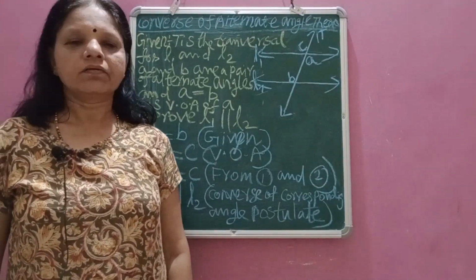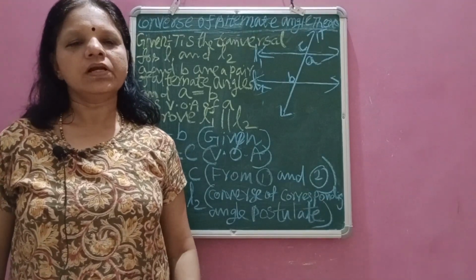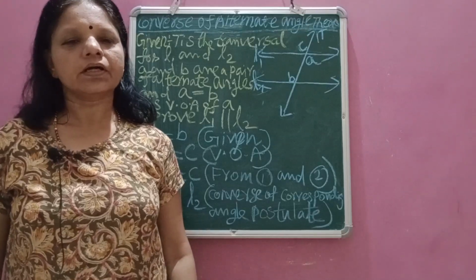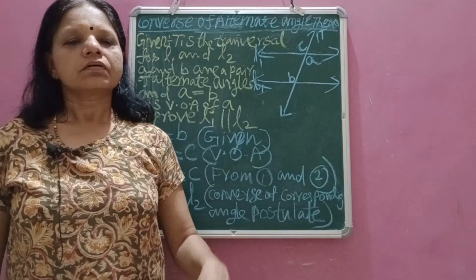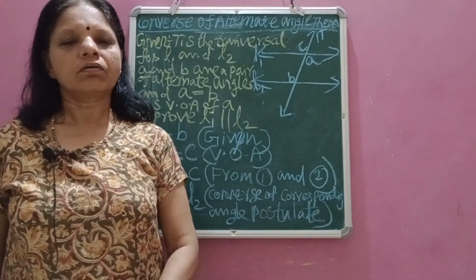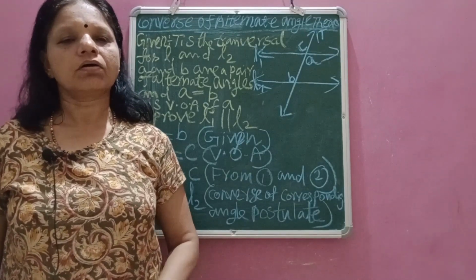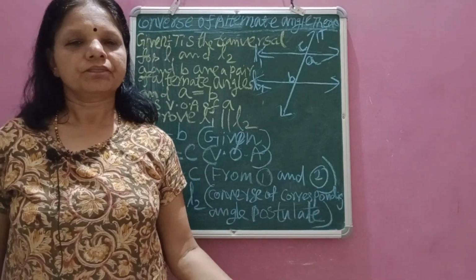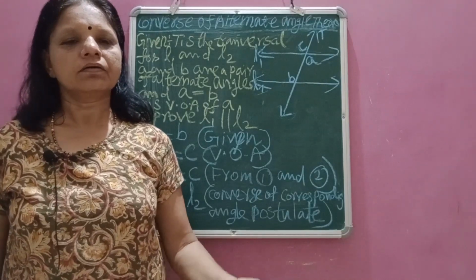So, what is the converse? In the converse, the given and to prove will interchange. In the alternate angle theorem, given that lines are parallel, to prove alternate angles are congruent. Here, given that alternate angles are congruent, to prove the lines are parallel. If the alternate angles are congruent, then the lines are parallel.